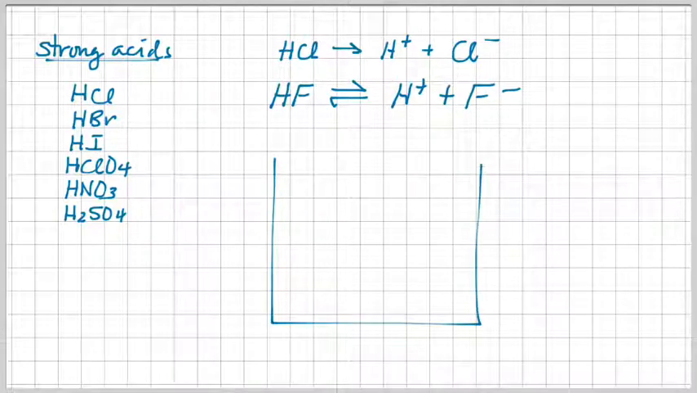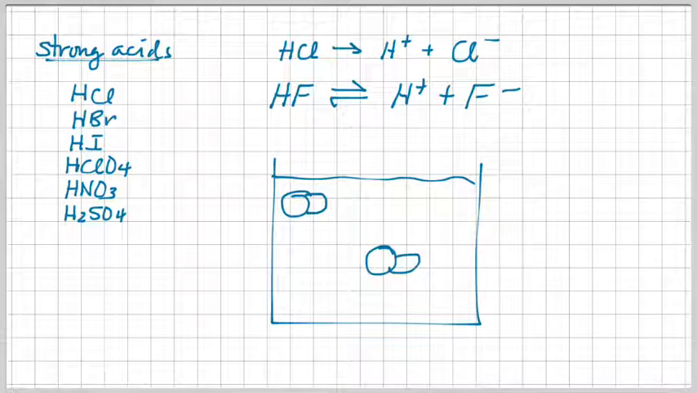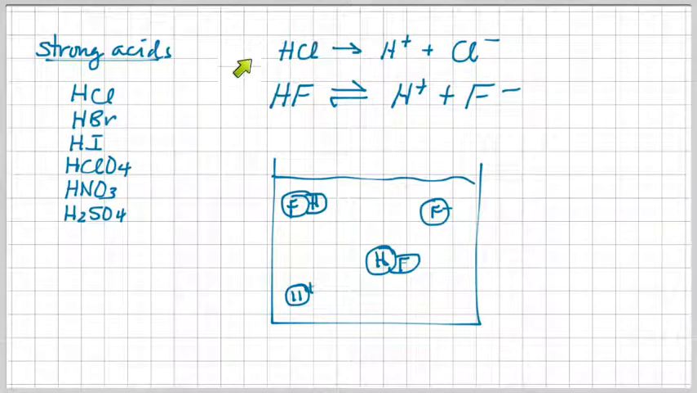So if you look at an illustration, you're going to have a lot of HF molecules, and you're going to have some fluoride ions, and you're going to have some hydrogen ions, but you're going to have intact molecules as well. With the strong acid, there's no HCl molecules left. They all split up. So that's why the distinction is important. Did that answer your question? Any other questions?